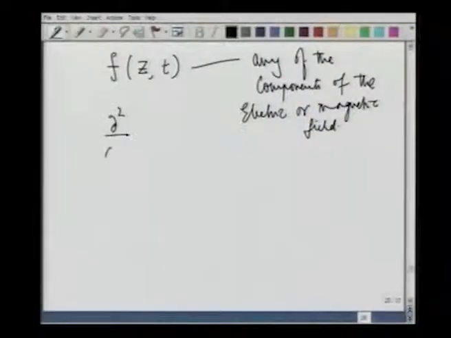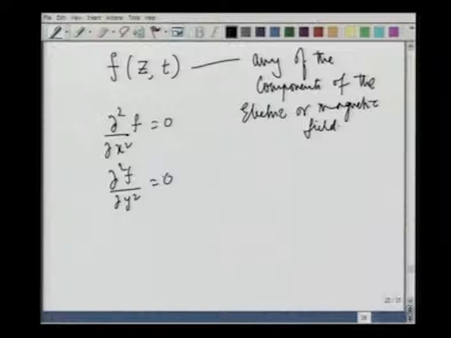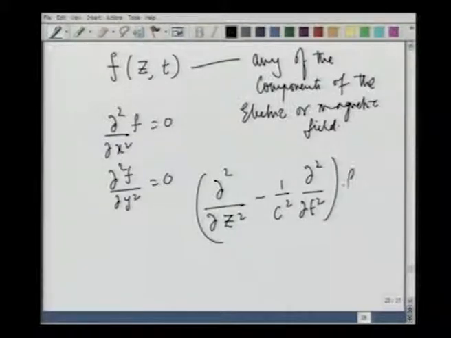Now, I plug this into the differential equation. Obviously, del squared f by del x squared is equal to 0, and del squared f by del y squared is equal to 0, and I get a simpler equation. And what is the simpler equation that I am going to get? That will be del squared by del z squared minus 1 over c squared del squared by del t squared operating on f is equal to 0. This is the so-called one-dimensional version of the wave equation. This is the wave equation. In fact, the original thing is a three-dimensional wave equation. This is the one-dimensional wave equation.